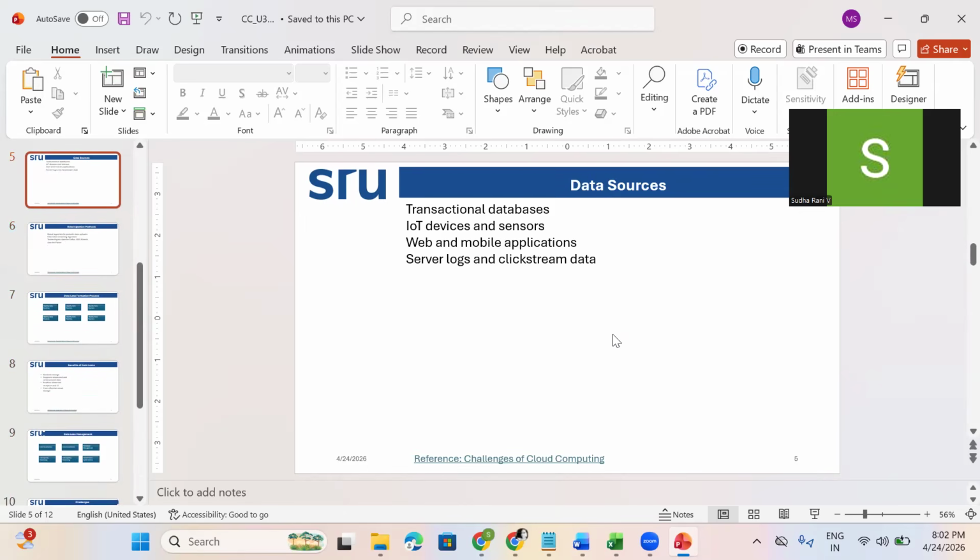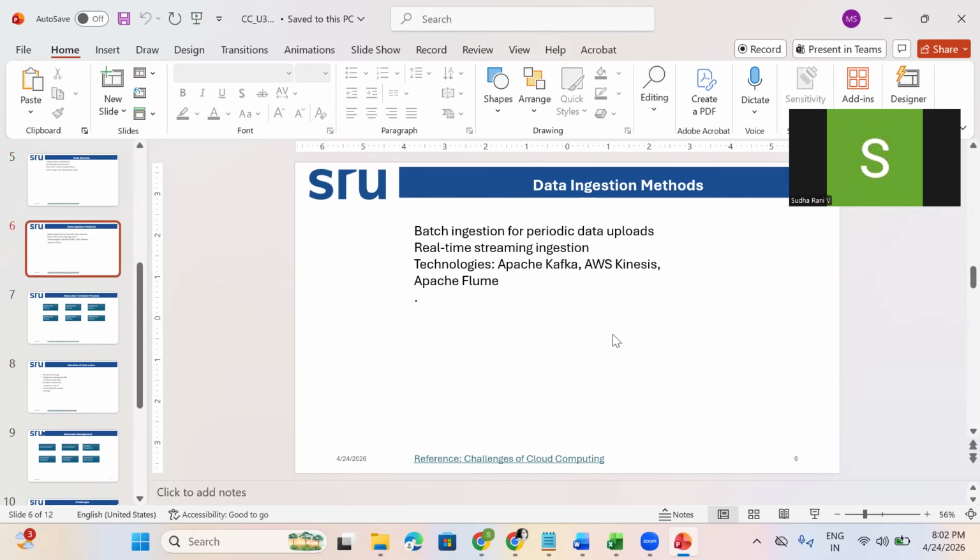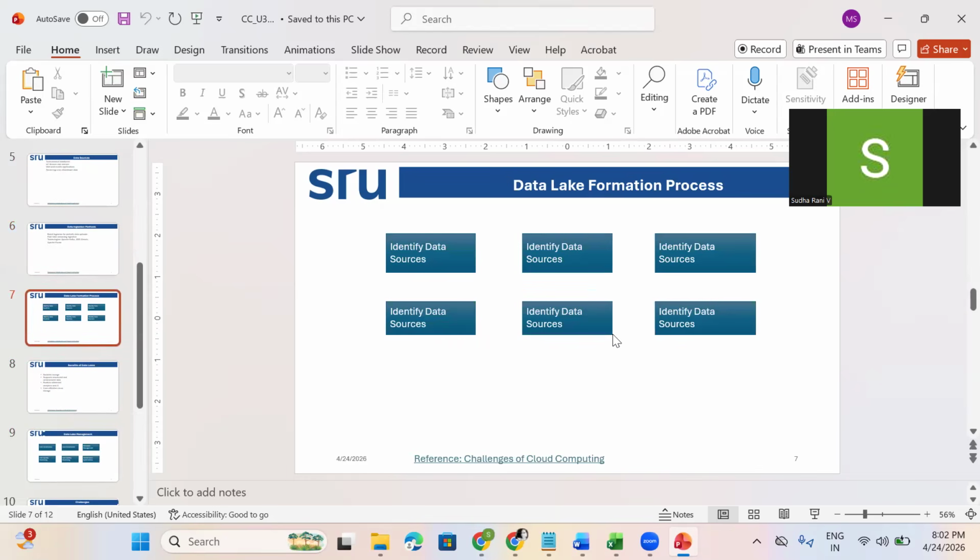Data sources: transactional databases, IoT devices, sensors, web and mobile applications, server logs, and clickstream data. Coming to the data ingestion models, there is batch ingestion for periodic data uploads, and real-time streaming ingestion, with technologies like Apache Kafka, AWS Kinesis, Apache Flume. Data lake formation process: here we can see identifying different data sources.